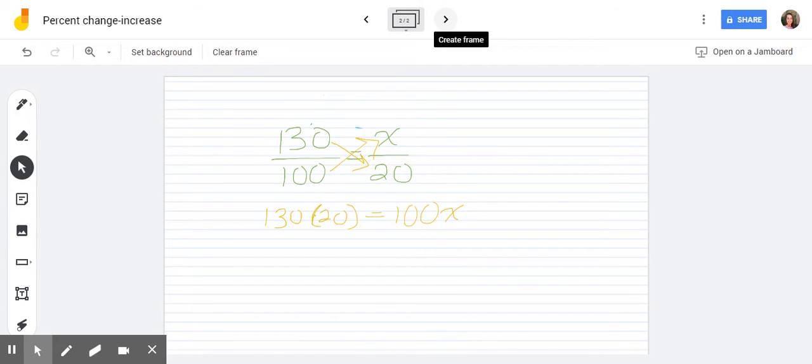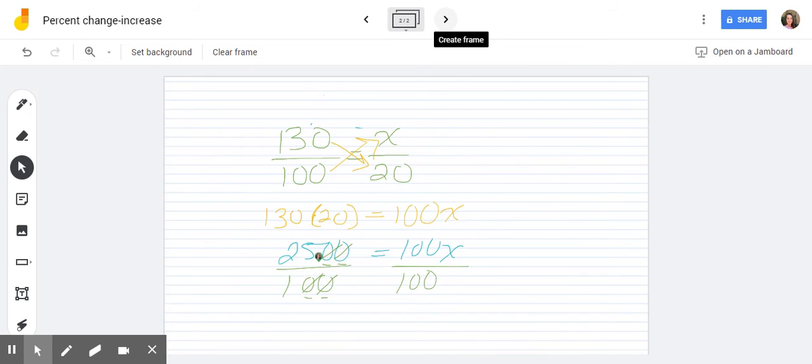We then multiply out our numbers, and 130 times 20 gives us 2,600 equals 100x, and this is just simply solving an equation. We're going to divide both sides by 100, since that's what's attached to x. And when we're dividing by 100, we have zeros, meaning we can remove that many zeros if they are there in the other number. And I can see I can eliminate those.